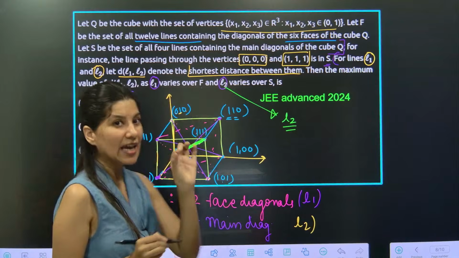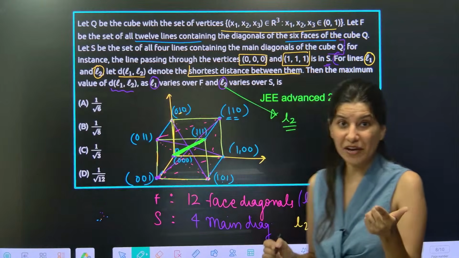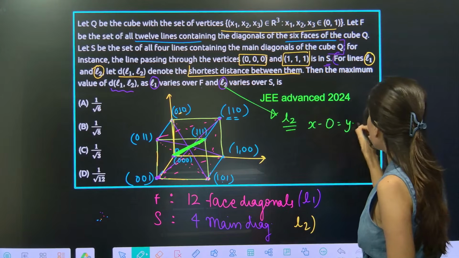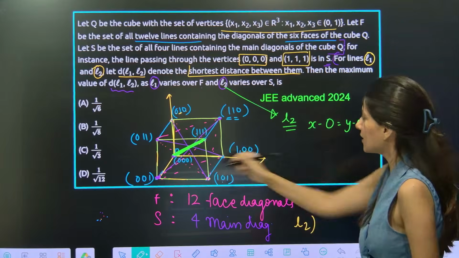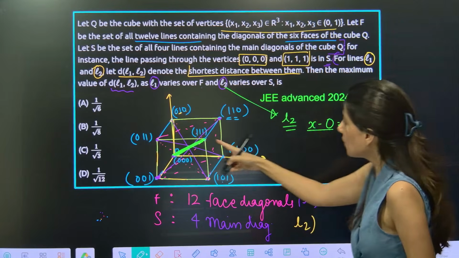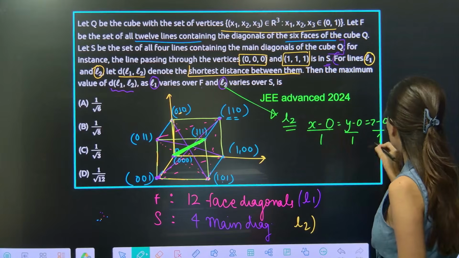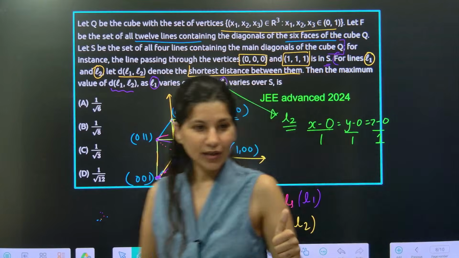So can anybody help me in writing the equation, because we have to write the equation, right? So x minus 0, y minus 0, z minus 0, because it is passing through origin, and you know what, 1, 1, 1. So this is your L2. Everybody getting it? Okay, everybody.